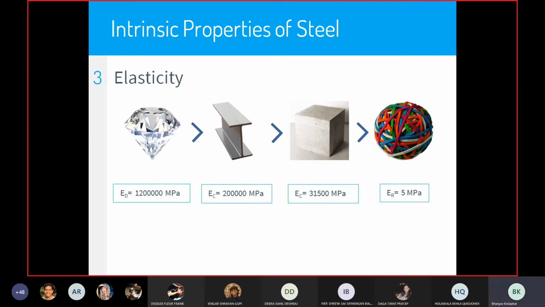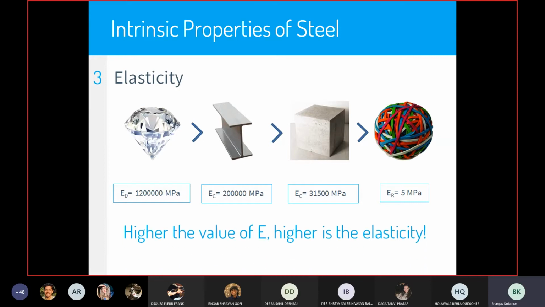Okay, and a common understanding is that if you can pull it easily, it is elastic. So that's fine. That's common understanding. There's nothing wrong with it. But when we are dealing with structural engineering or physics, there elasticity has been defined in such a way that higher the value of E, higher is the elasticity. Okay.